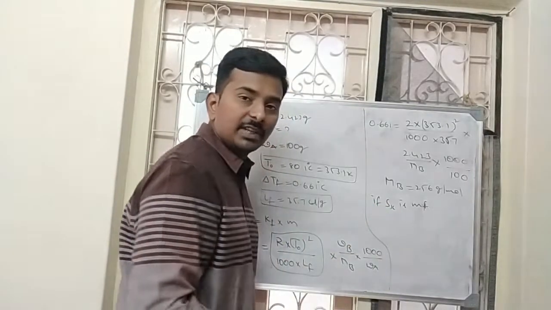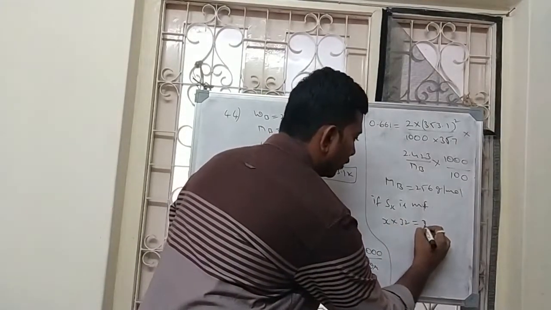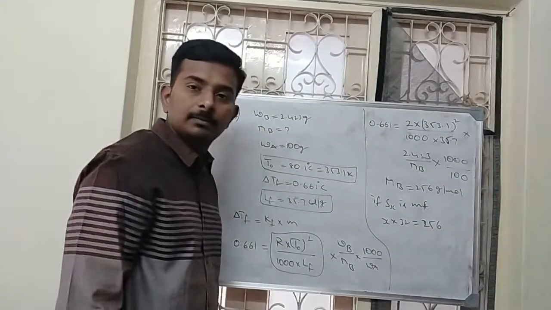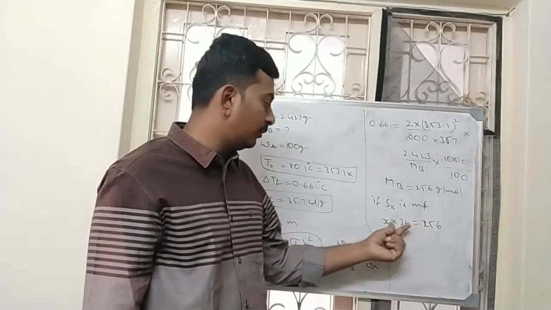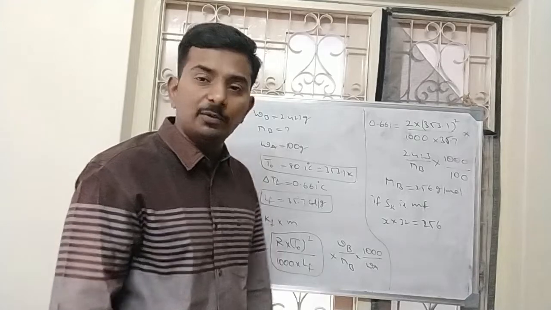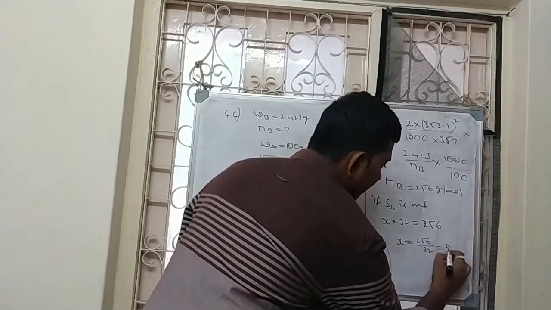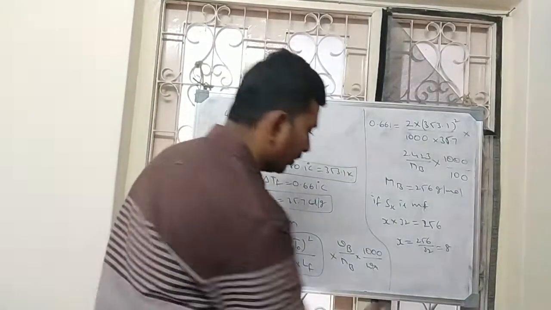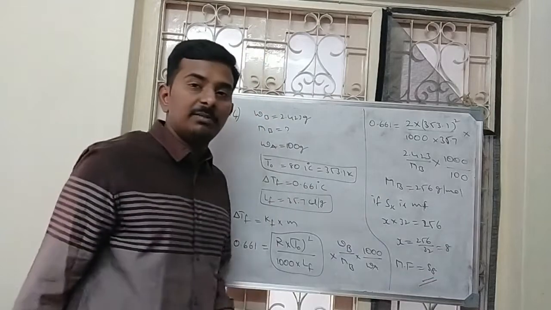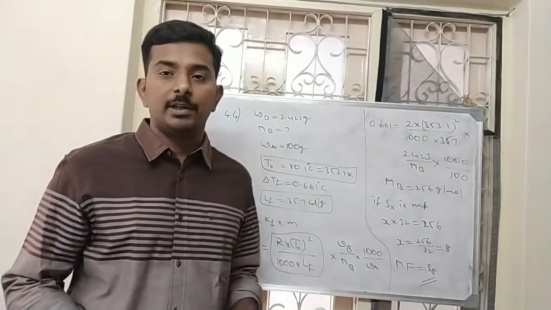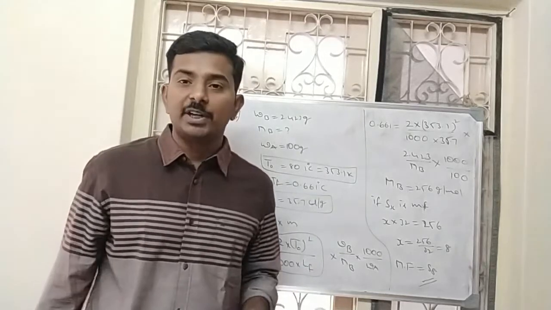So each atom of sulfur has a mass of 32. So X into 32 must be equal to 256, as there are X atoms of sulfur, each atom of sulfur has a mass of 32. So the total molecular mass will be 256. From this the value of X will be 256 by 32, which is 8. So what will be the molecular formula of sulfur? Molecular formula of sulfur is S8. That means there are 8 atoms of sulfur in the formula. Right? So what will be the answer? The answer will be option D.